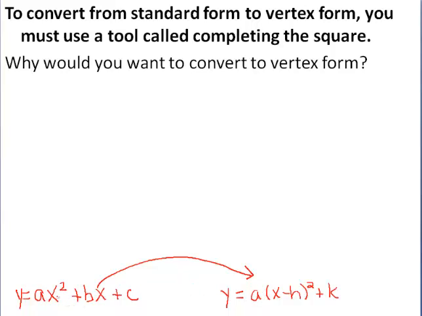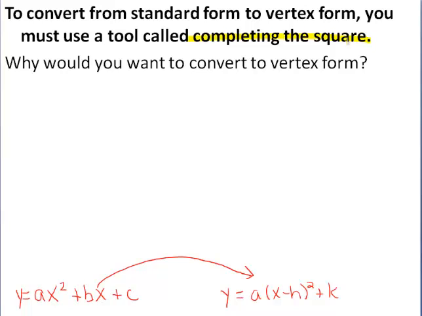And then second, somehow I'm going to have to get this to be a quantity squared, so a binomial squared, and then at the end there I'm going to have some constant, which will be called k. So in order to do this, we have to use a tool that is called completing the square.